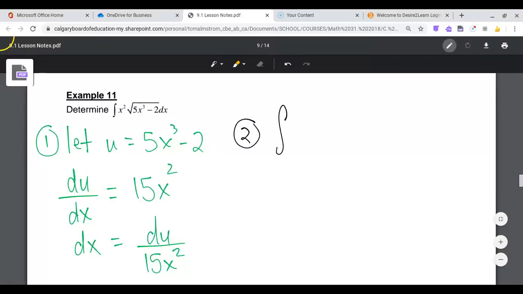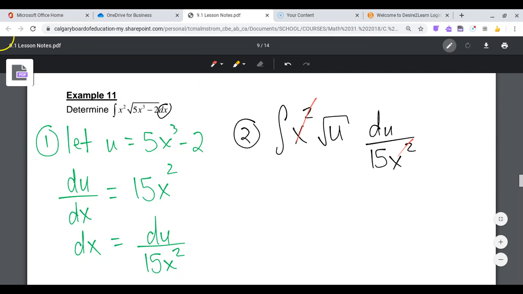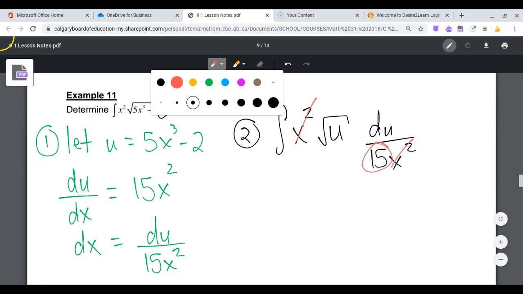So we're going to substitute under the radical. The x squared stays, and then the radical is going to be the root of u, and we replace the dx with du on 15x squared. Now in this case, the x squared cancels, but I still have this 15 left over. Again, as long as it's just a number, that's okay. It just gets to go out the front.